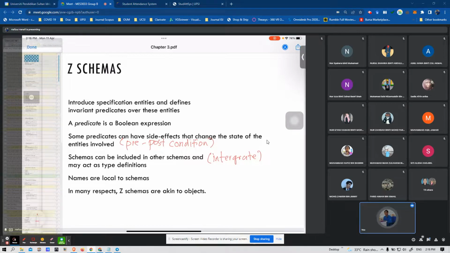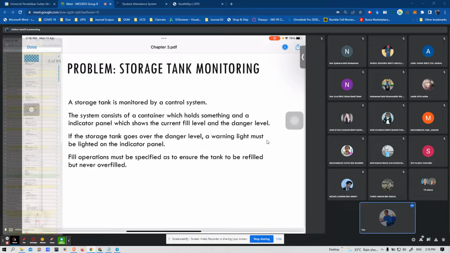Z notation is basically for computer programs and computer-based systems in general. Okay, this one is the problem: storage tank monitoring system. A storage tank is monitored by a control system. The system consists of a container that holds something and an indicator panel that shows the current fill level and the danger level. It has two values here, fill level and danger level.